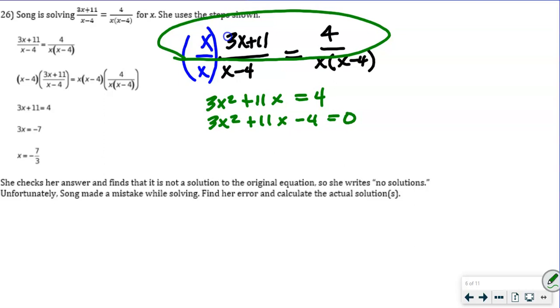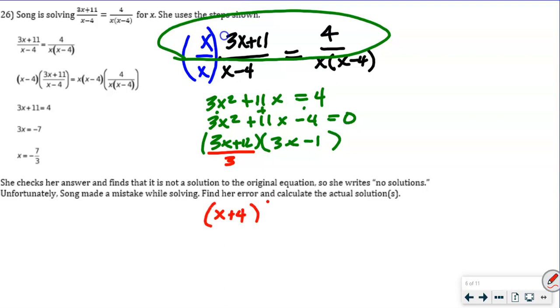So now we can either use bottoms up or we can use the drop down method. So I'm going to go ahead and use drop down. I'm going to put 3x in both sets of parentheses here. And I'm going to look at 3 times negative 4, that's negative 12. So we're looking for the factors of negative 12 that add up to be 11, right? So that's going to be what? Positive 12 and minus 1. So then we want to go ahead and GCF that. So that's going to give us x plus 4 and 3x minus 1.